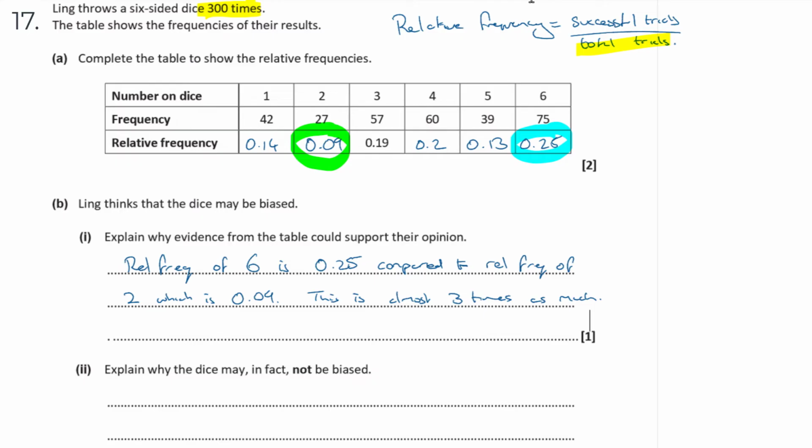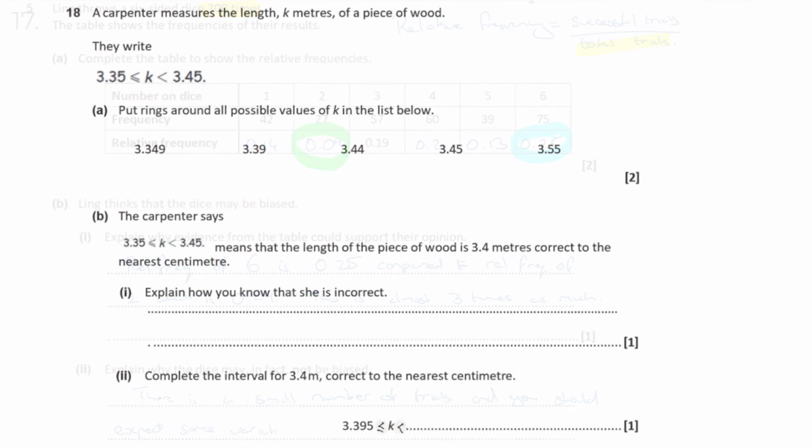Right. Then part 2 says, explain why the dice may in fact not be biased. Well, there isn't that many trials here, is there? 300, and sometimes you get a lucky run, don't you? So I'm going to say there is a small number of trials, and you should expect some variation.